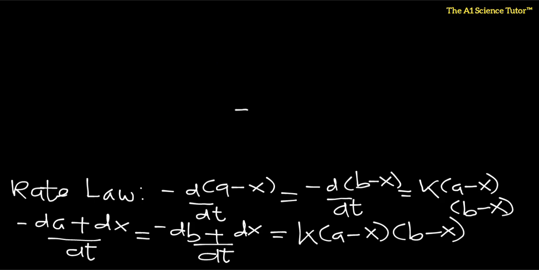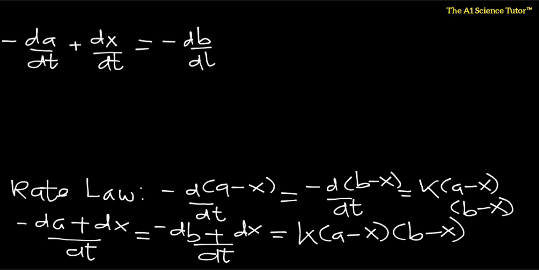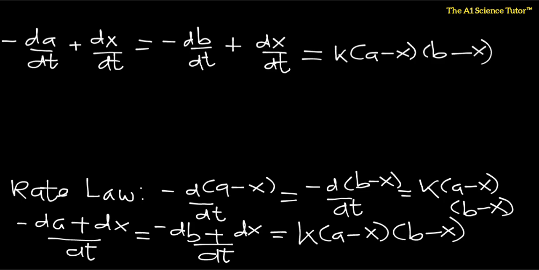Now, we need to work some stuff here. Now, you need to know that I could actually split this and make it this way. So this would actually be minus dA/dt, and this would be plus dx/dt. Now, this is equal to negative dB/dt plus dx/dt. This is equal to k into (a minus x) multiplied by (b minus x).